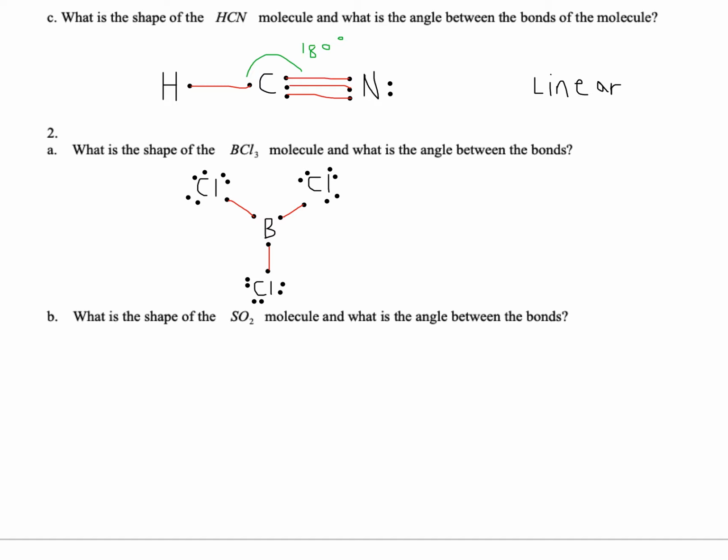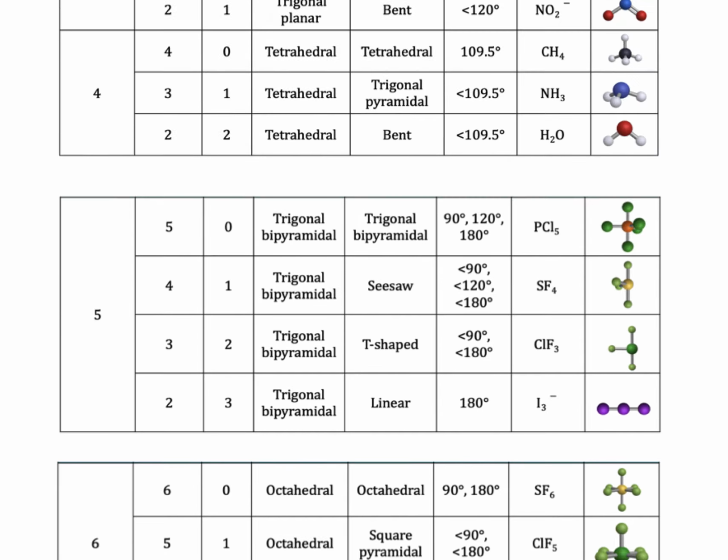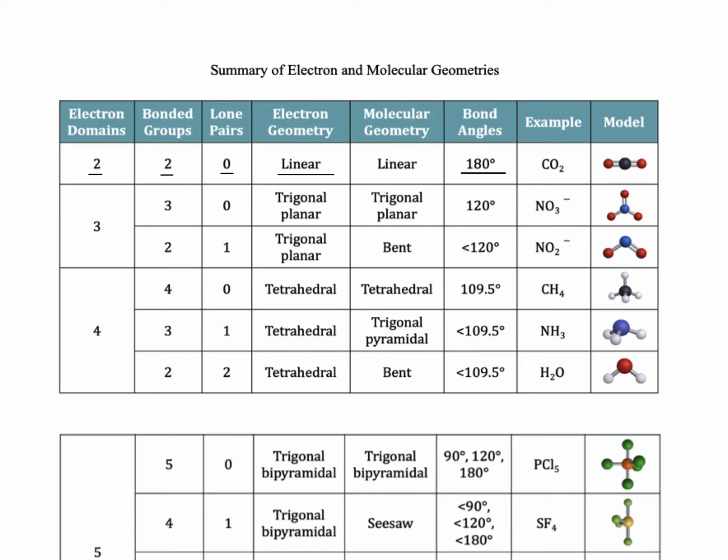And now let's go to the table here. We've got 3 electron domains. When we have 3 electron domains and 3 separate bonded groups and no lone pairs, then we have the trigonal planar molecule. The domains want to stay as far away from each other as possible, and since it does reside in a plane there, 120 degrees would be the ideal angle for them to stay away from each other.